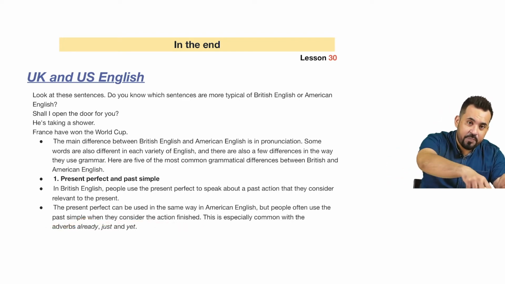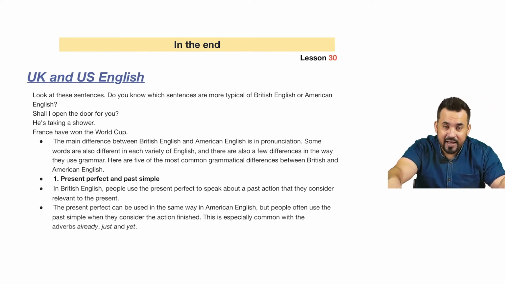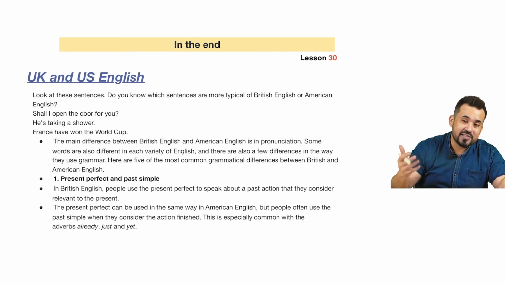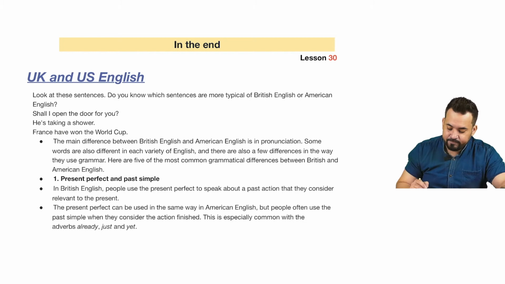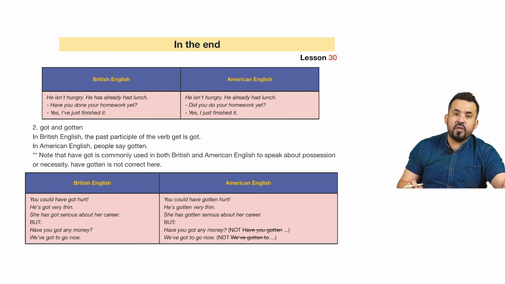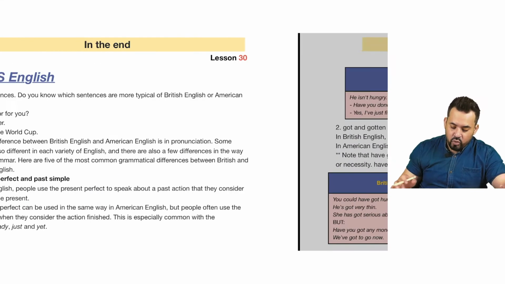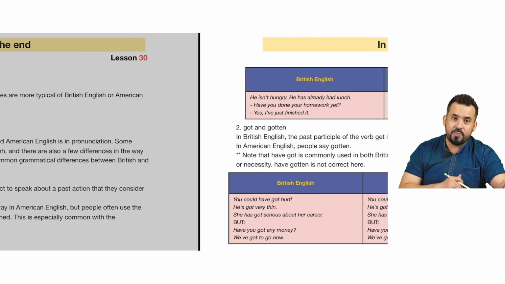So we use the present perfect to talk about actions in the past that are relevant now. We also use the past simple to talk about actions in the past that are considered to be finished. This is especially common with the adverbs already, just, and yet. All right, let's take a look. So normally in British English, with already, just, and yet, you would use the present perfect. In American English, you could use the past simple with those.